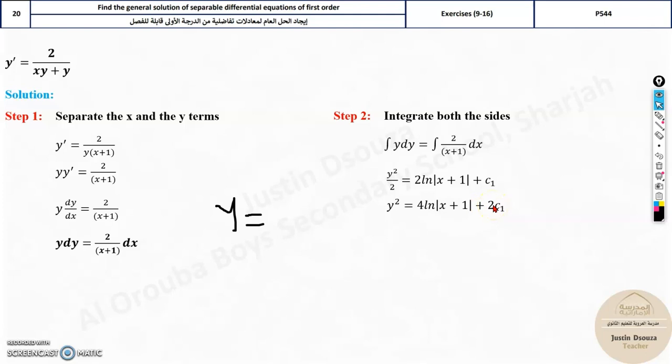It doesn't matter what constant it is. It can be 10 times 220. Still, it's a constant, so it doesn't matter. So now 2c1 is just a constant. So write it as c. That is it. That would be your answer.